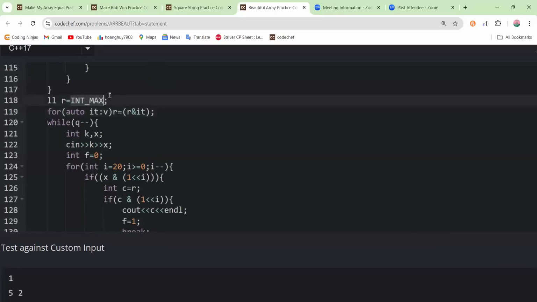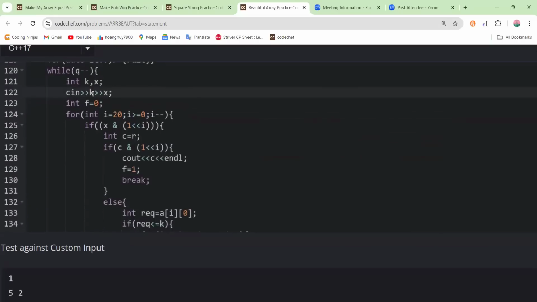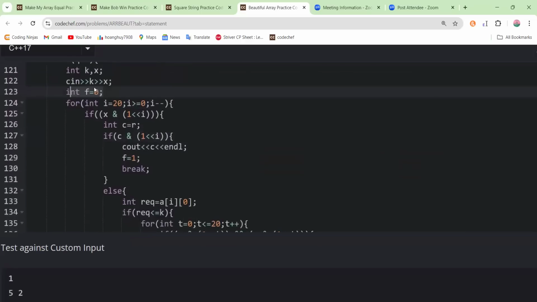So I initialized my R to INT_MAX and went to each and every element of the array and did R equals R and it. Okay. Now I will process Q queries. So for every query I took the value of K and X. Okay. Initialized my f to 0. You will get to know why I'm doing this. Now I am going to each and every bit for a particular query.